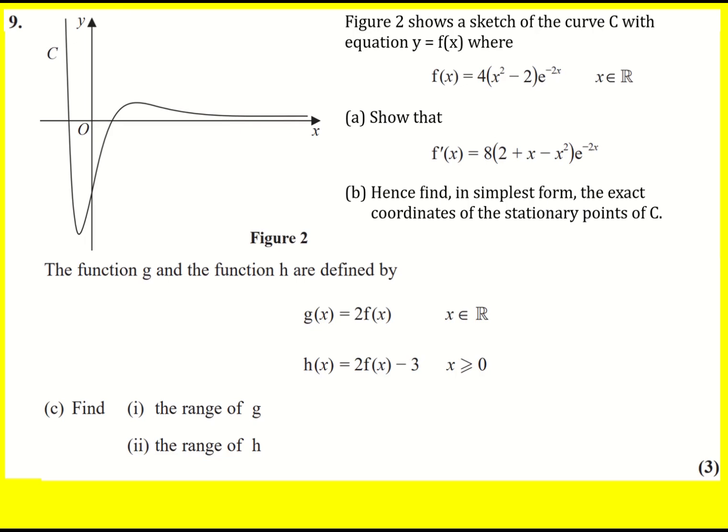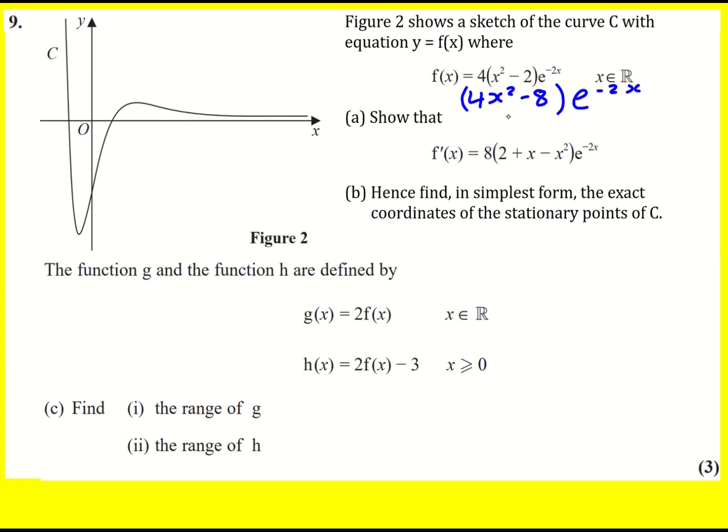Figure 2 shows a sketch of a curve C with this equation, and we're asked to find the derivative. So there's three things multiplied together. The first thing I did was actually multiply that bracket out. You can just ignore the 4 and bring it back in at the end, but I decided to times it to give 4x squared minus 8e to the minus 2x.